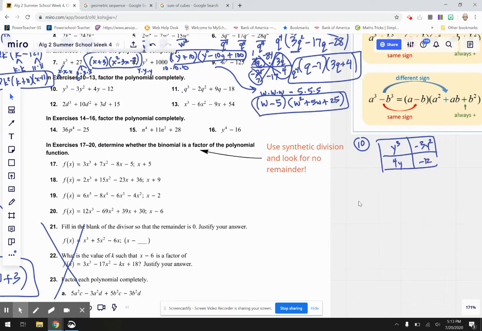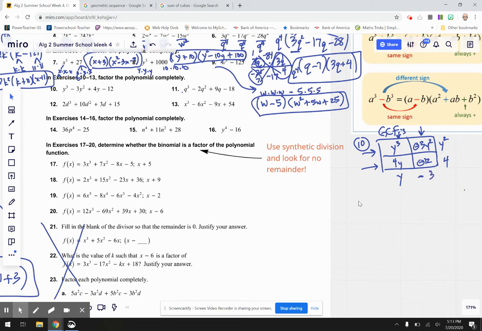Now you want to look for GCFs. So you want to look across, and you're going to see that they both have y squared in it, if you look at the top 2. If you look at the bottom 2, they both have a 4 in it. You could divide them both by 4. If you look at the first column, they both have a y in it. If you look at this column, they both have a negative, and they both have a 3, because you can divide them both by 3.